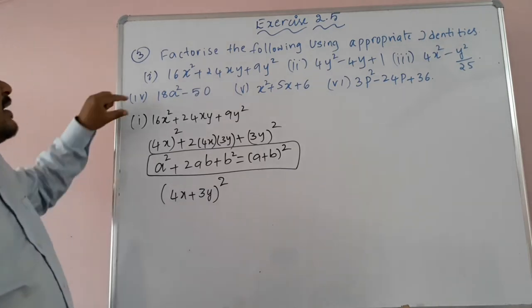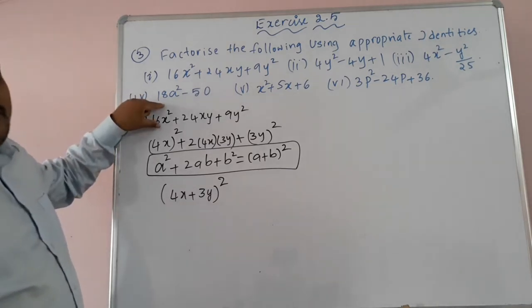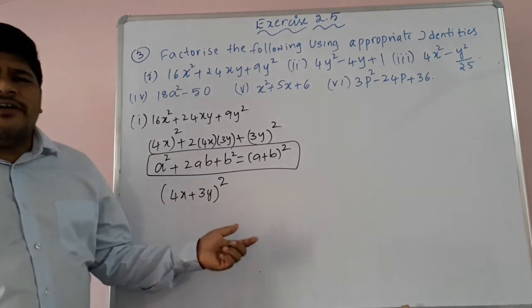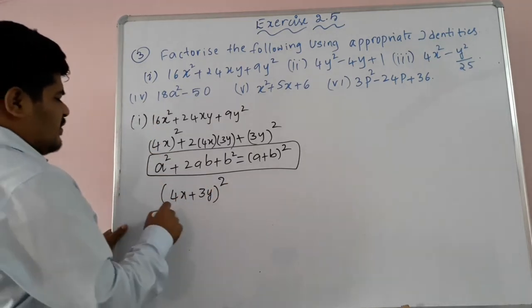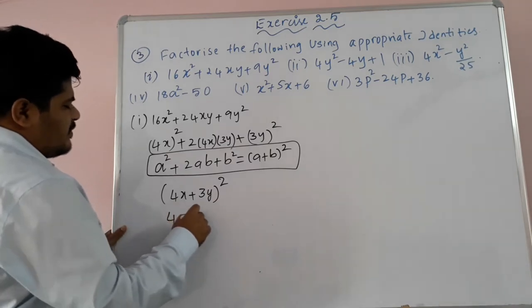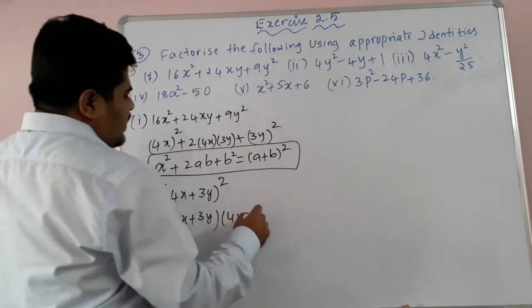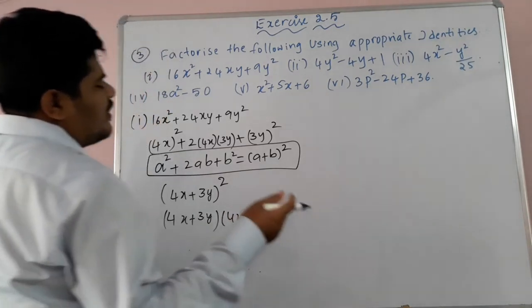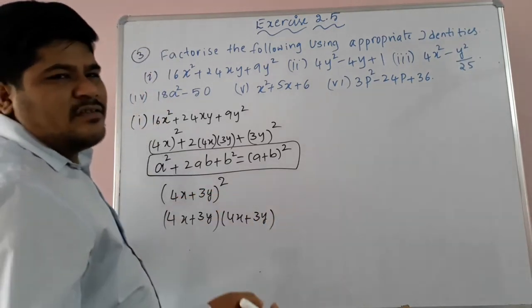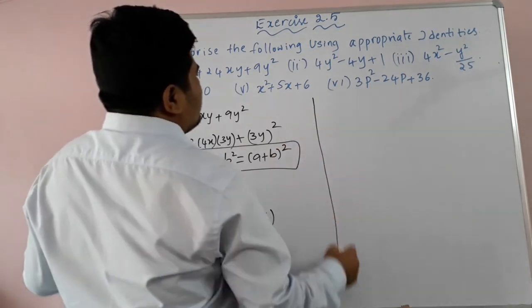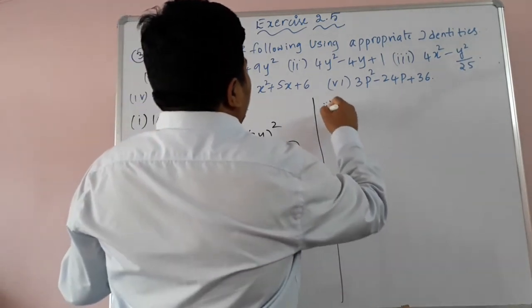So we express the given expression as a product of two factors. Square means what? 4x plus 3y into 4x plus 3y. So we wrote the given expression as a product of two factors. That is factorization. Now children, let's see the next problem. So what is the question, children?